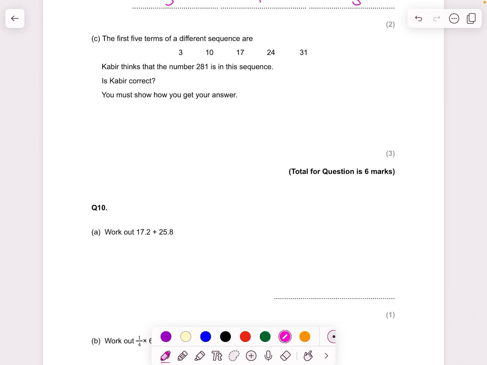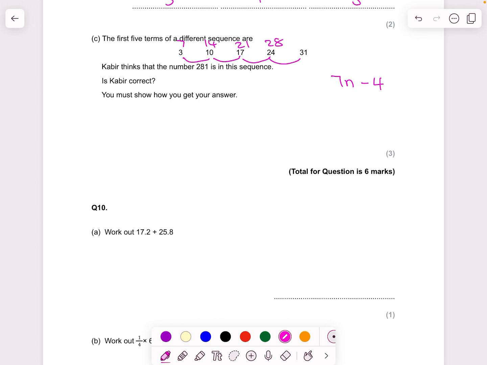The first 5 terms of a different sequence are 3, 10, 17, etc. Kabir thinks that the number 281 is in the sequence. Is Kabir correct? There are different ways you could have done this. My favourite way is to find the nth term. It's going up in 7, so you know it's 7n. If we look at the 7 times table, 7, 14, 21, 28, to get the numbers underneath, we must have subtracted 4. So our nth term is 7n take away 4.